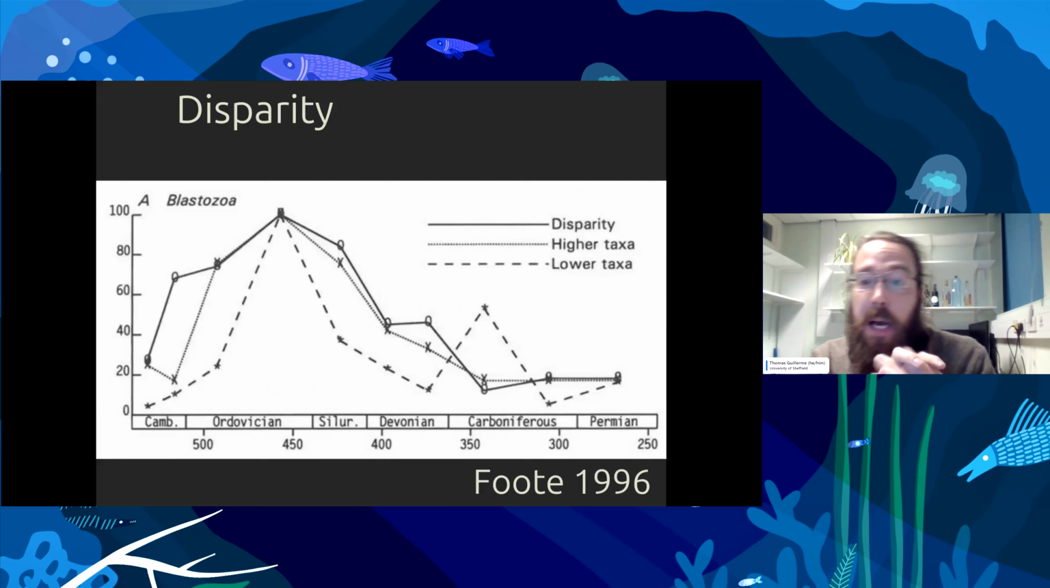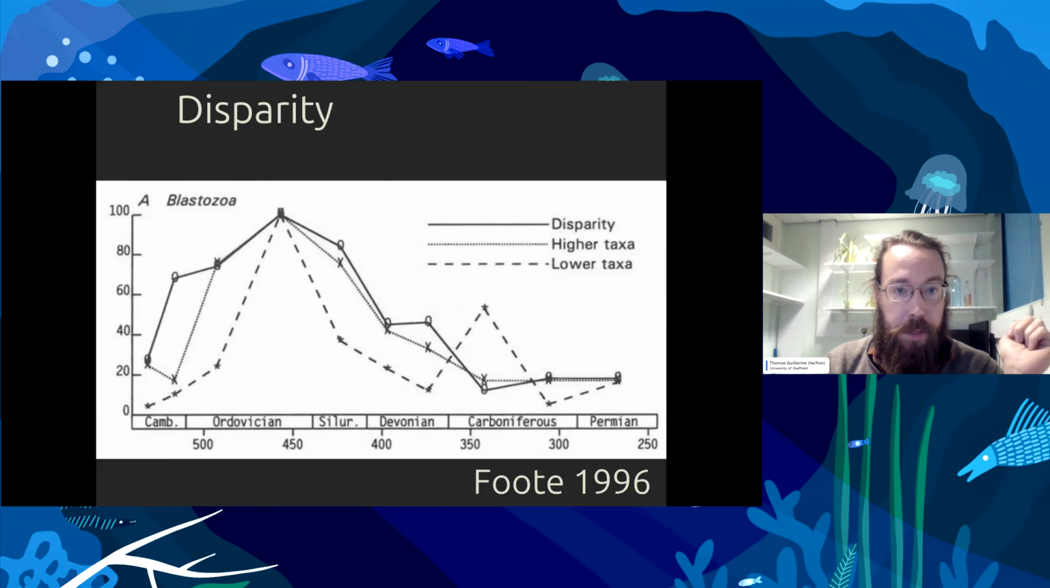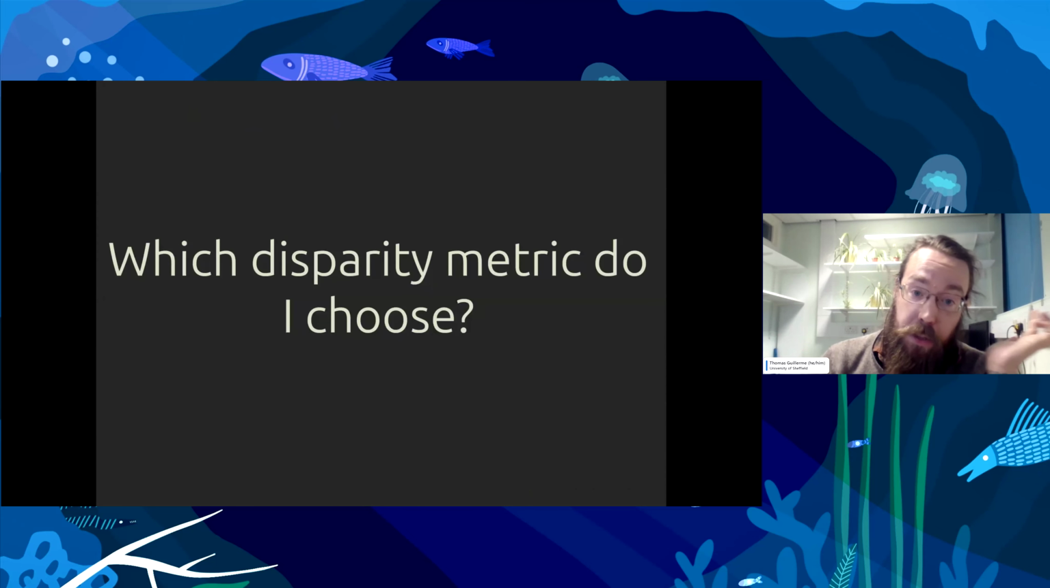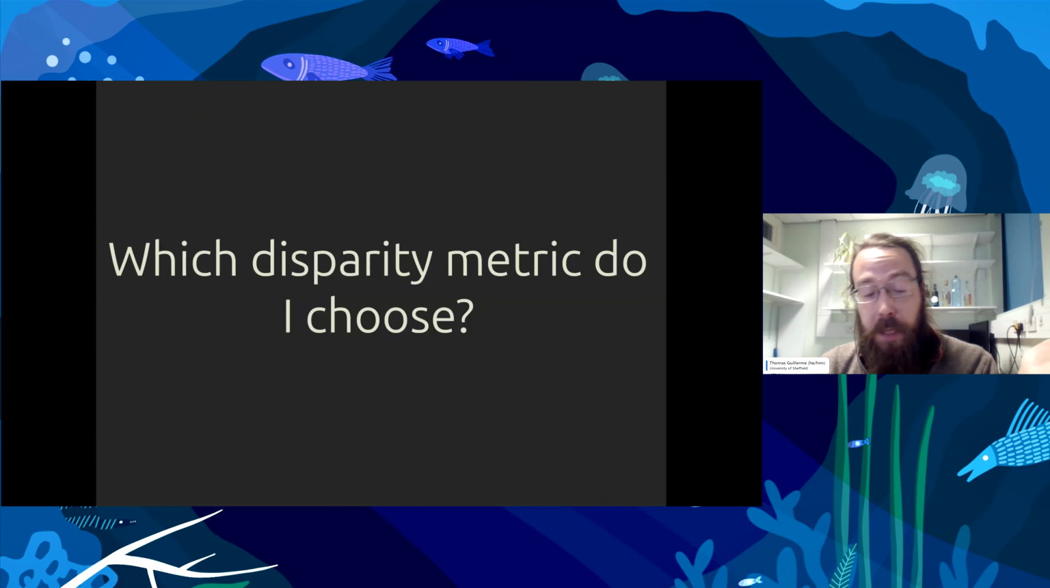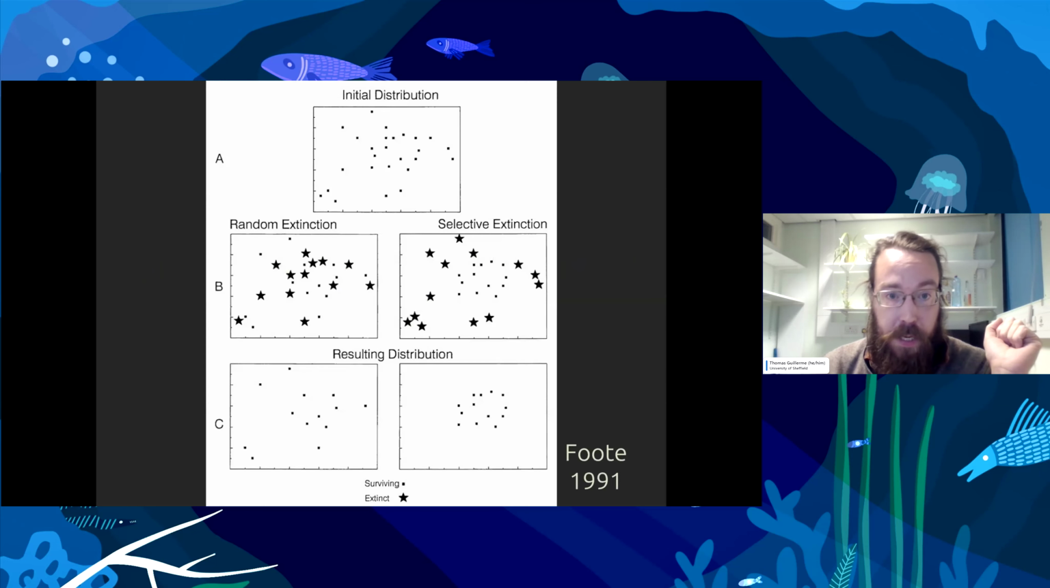Another example, quite old as well, by Mike Foote, is looking at this kind of space occupancy, so disparity through time. On the x-axis, you have time in million years, and on the y-axis, you have your disparity metric, and we're going to see what we put there, but basically you have your squiggles that go up and down, and you can tell some kind of story. So this always makes me ask the question, which disparity metric do I choose to put on this y-axis to look, for example, at disparity through time?